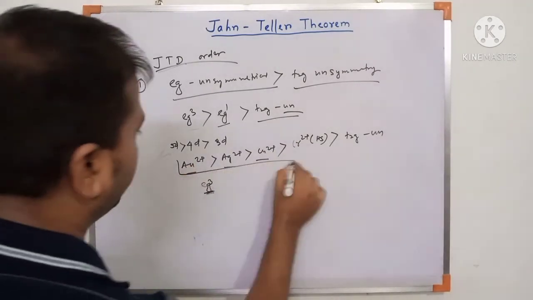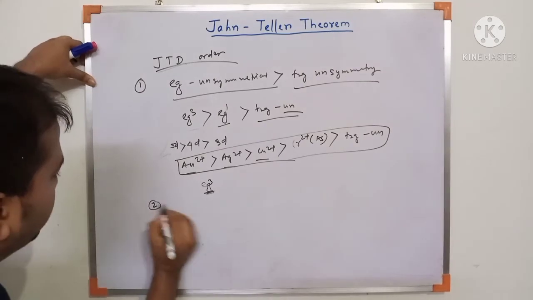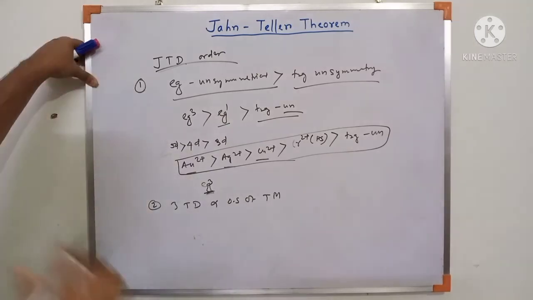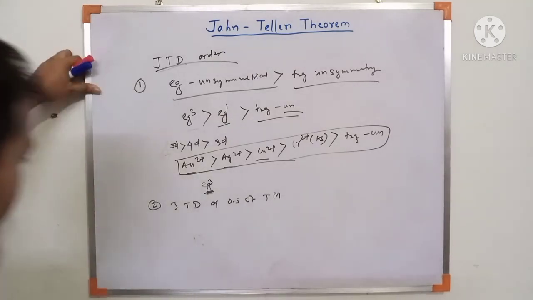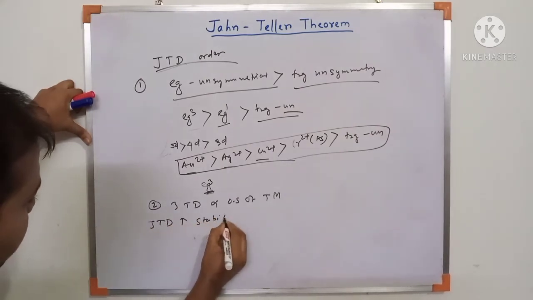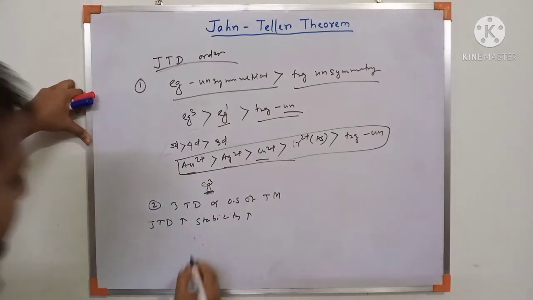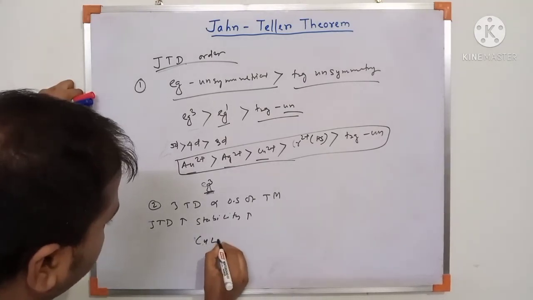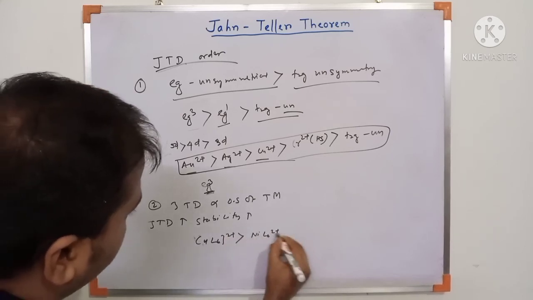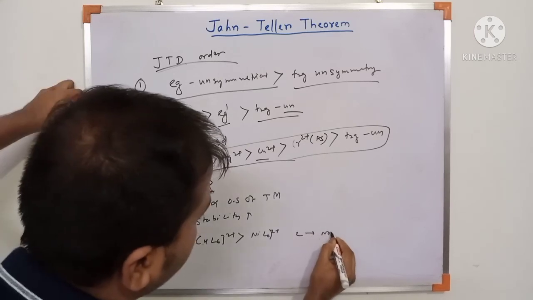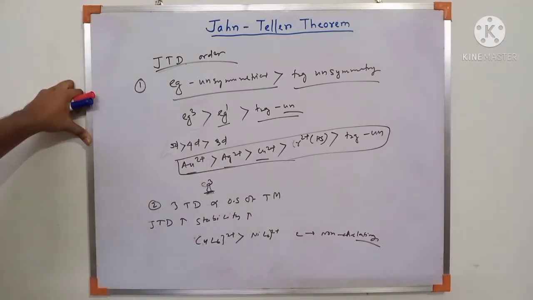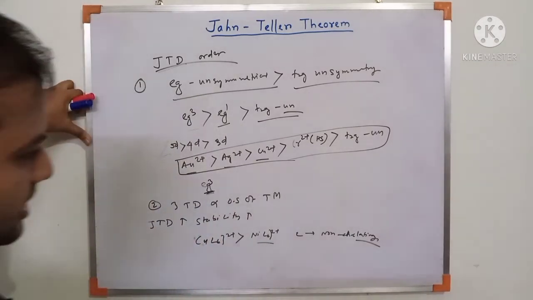This is the order. Second, Jahn-Teller distortion is proportional to the oxidation state of the transition metal. Now, as Jahn-Teller distortion increases, the stability of the complex increases. Suppose for example, in case of copper L6 2 plus greater than nickel L6 2 plus, where the ligand is non-chelating.